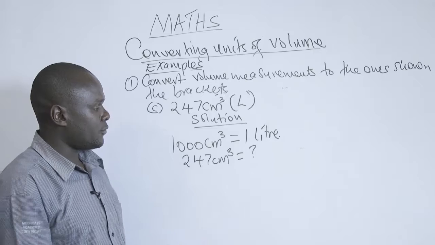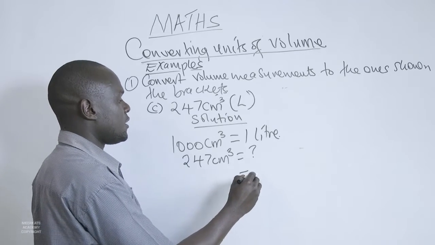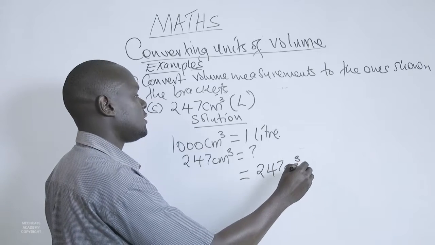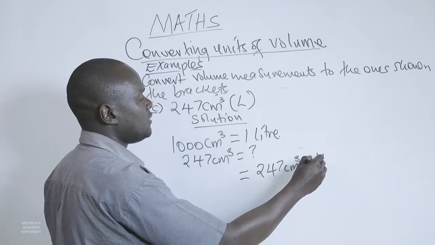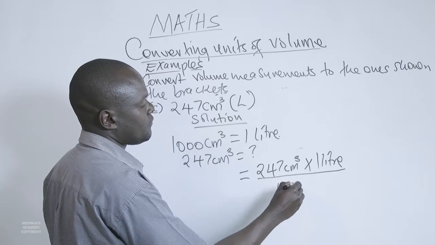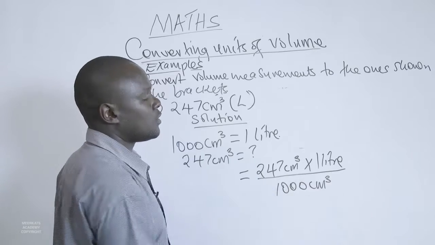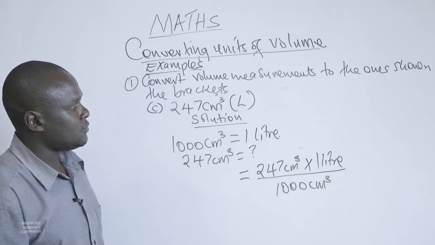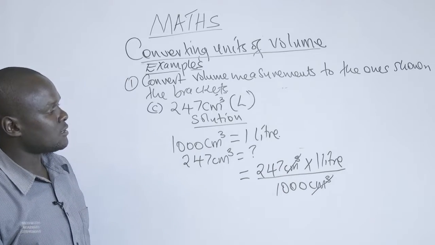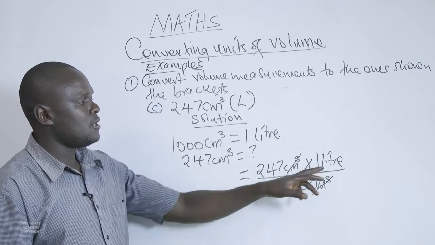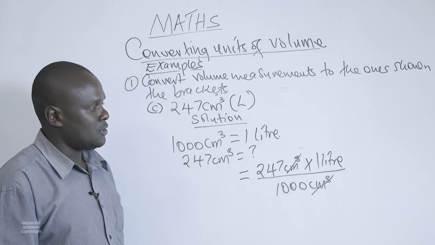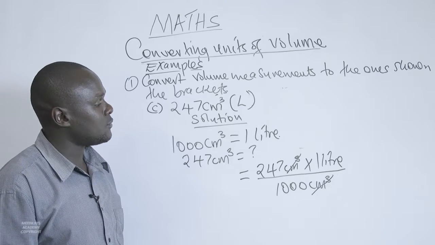We can perform some cross multiplication. This can be 247 cubic centimeters multiplied by a liter, divided by 1000 cubic centimeters. And when you do that, you'll discover that these units will cancel. Cubic centimeters and cubic centimeters will cancel out, leaving us with the liter being the ultimate unit of the figure that we will have.